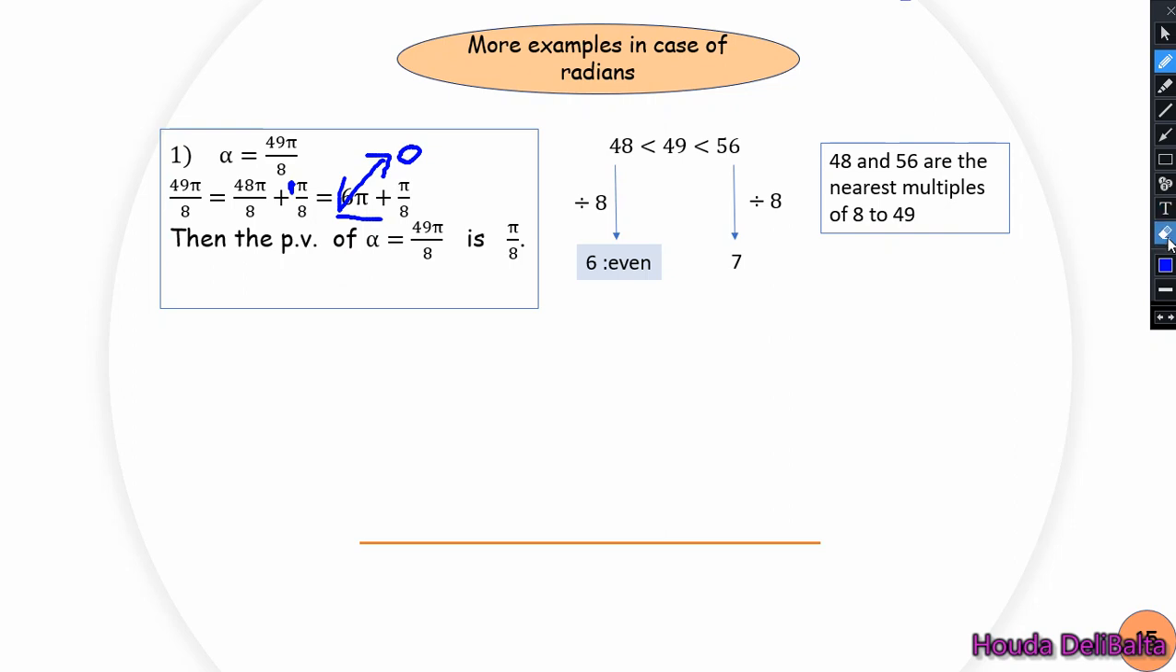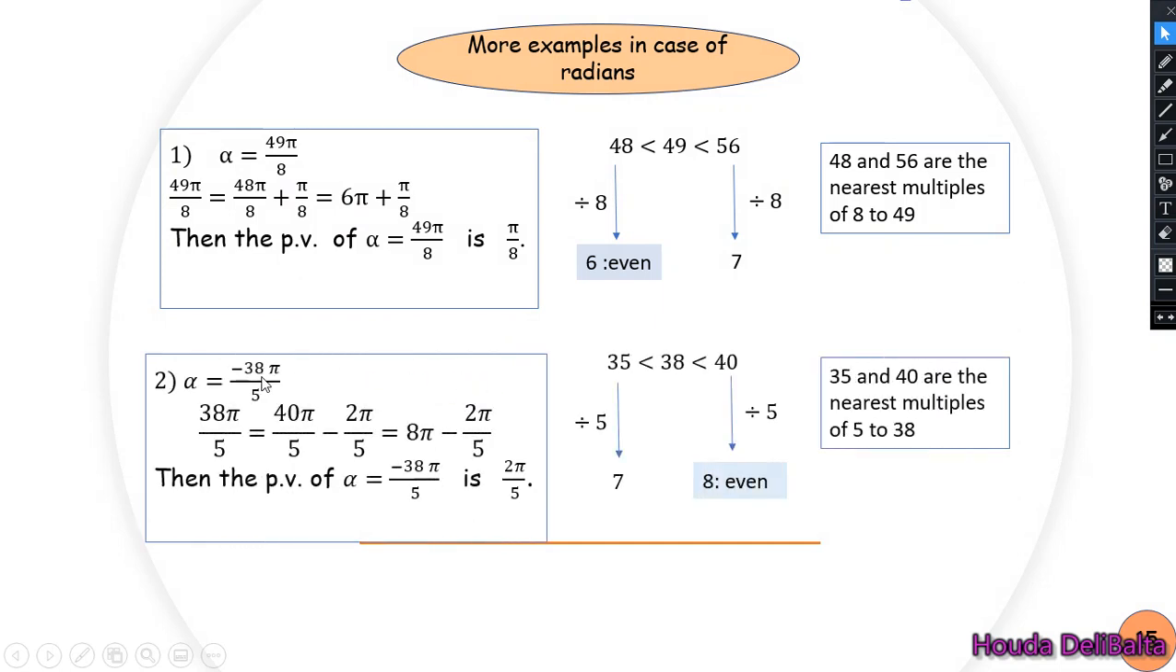Now let's take another example. Example 2, alpha equals minus 38 pi over 5. Regardless of the minus sign, we take 38 pi over 5 again. We have to bound 38. We look at the numerator, which is so much greater than the denominator. So we have to find a principal value.